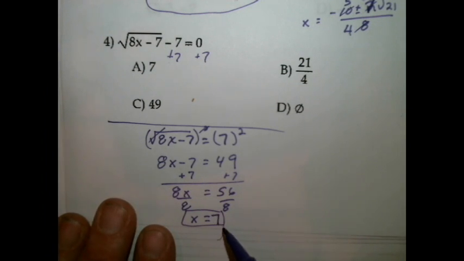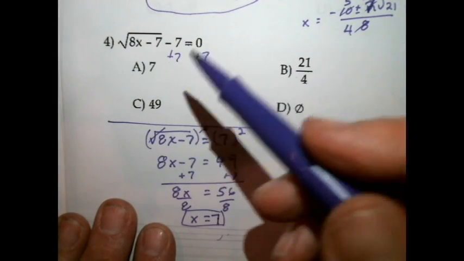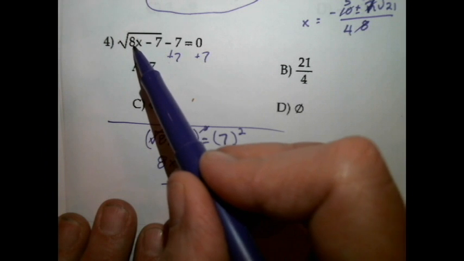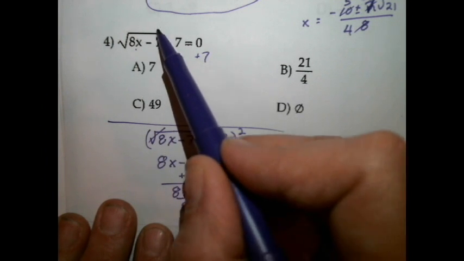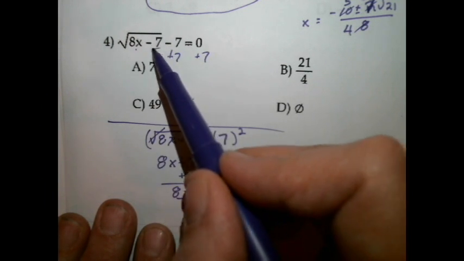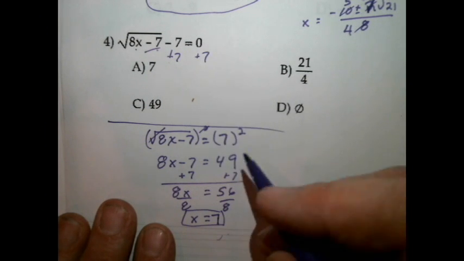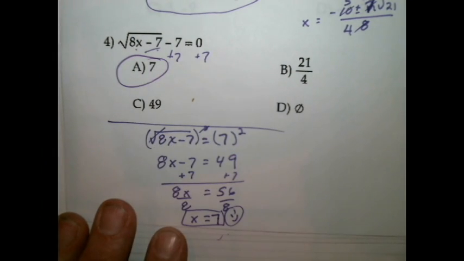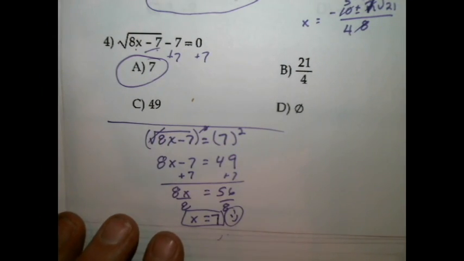Now when it comes to equations like this, it's always important to check to make sure your solution works in the original problem. 8 times 7 is 56. 56 minus 7 is 49. Square root of 49 is 7. 7 minus 7 is equal to 0. Okay, so that is a real solution. So x equals 7. So for number 4, the answer should be A.